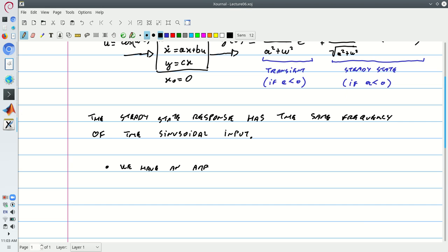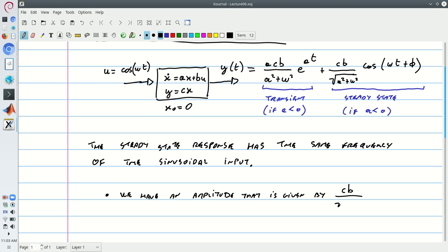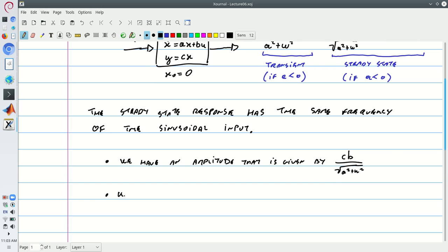Not only that, we have an amplitude that is given by cb divided by the square root of a square plus omega square, and we have a phase shift given by this phi, that is the arctan of omega divided by a. So this is what we saw the other time.